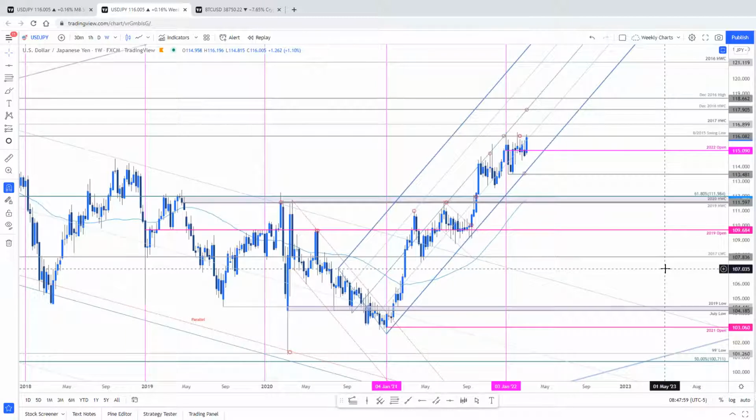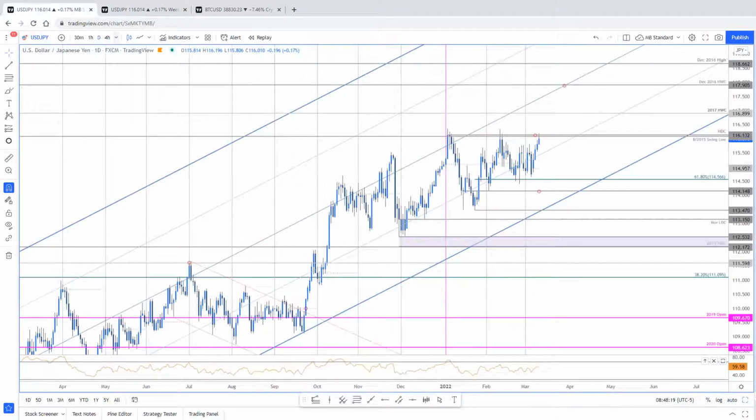But my point being is if we get a legitimate close above 116.08 on a weekly close basis, sayonara. All right, you're looking for 116.90, you're looking for 117.90, which is the December 2016 high week close. But until you do, man, we're at resistance. We're at the top side of the range.